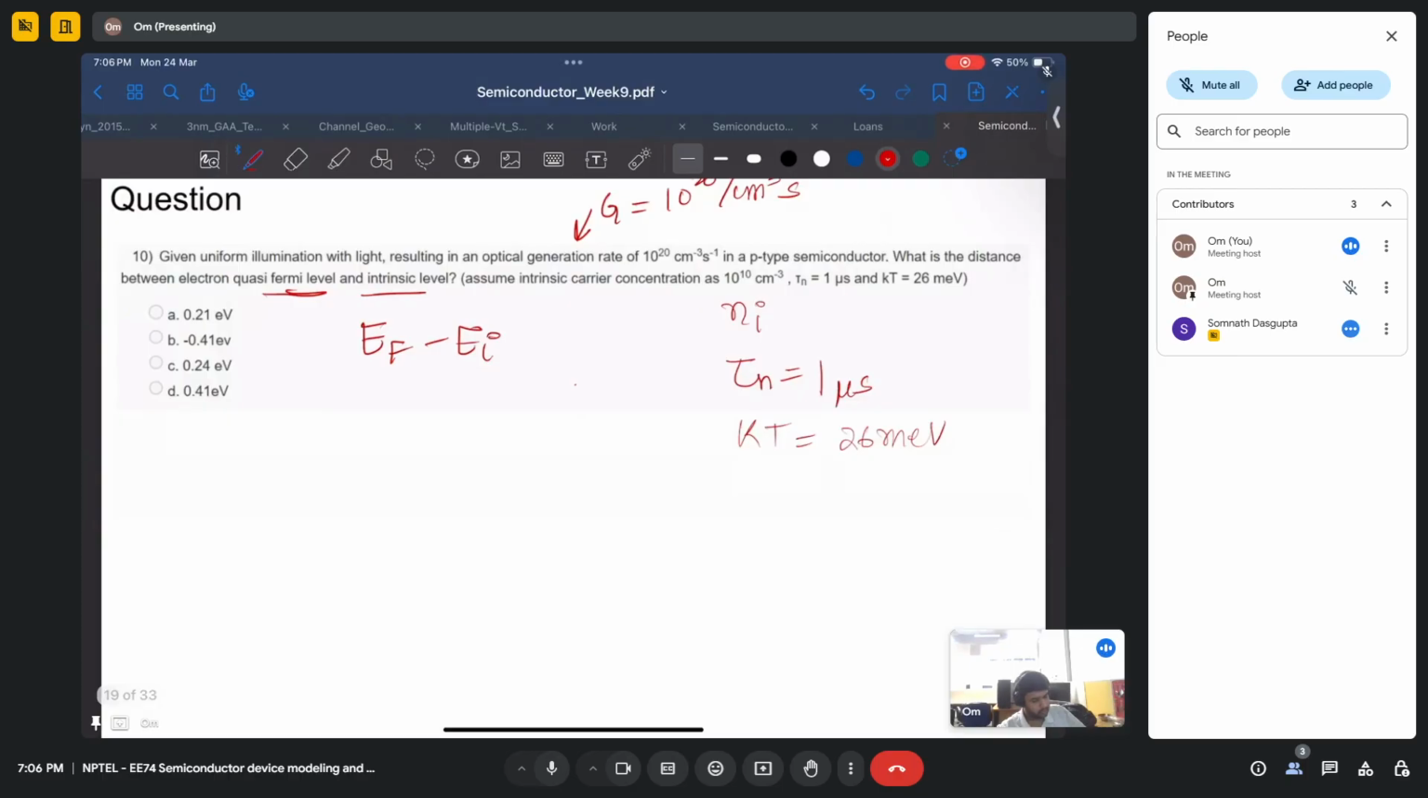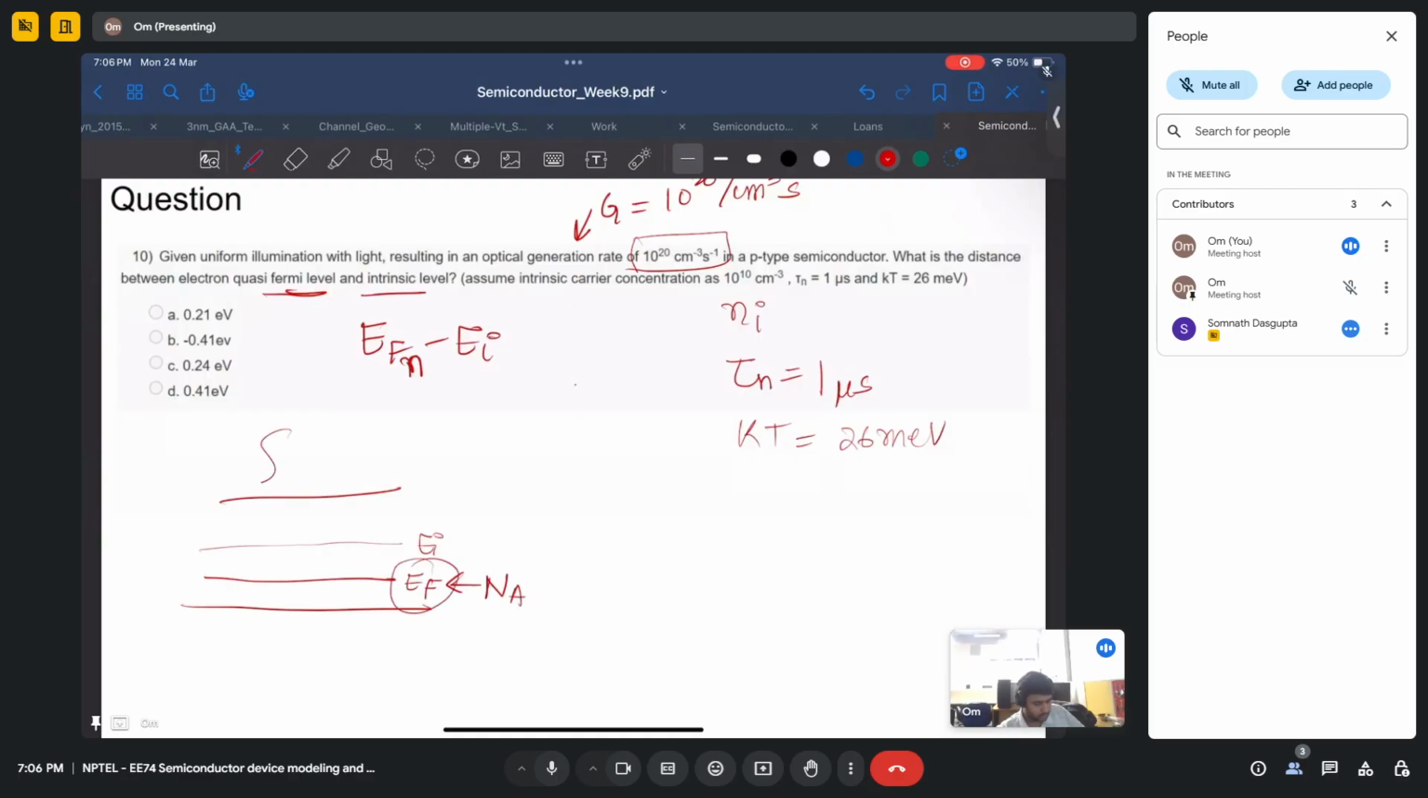So the generation rate is 10 to the power 20 per centimeter cube per second, right? And we have to find EFN minus EI. It is a P-type semiconductor. So in a P-type semiconductor, the majority carriers are already holes, right? This is EI, this is EF. And due to doping, Na is responsible for the position of this EF.